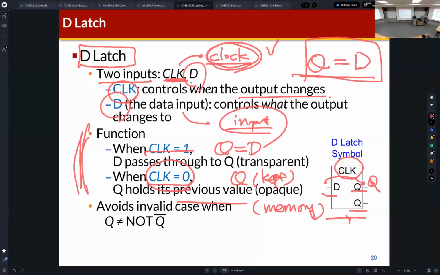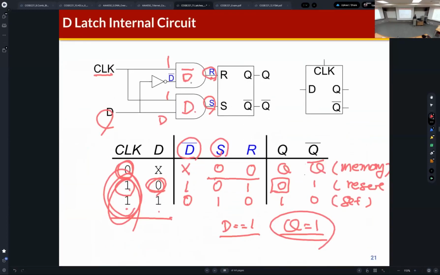So it works like a memory. So this is the D latch circuit based on the RS latch. The AND gate is connected to the two inputs of the RS latch. Then using D, we can also control the output Q.